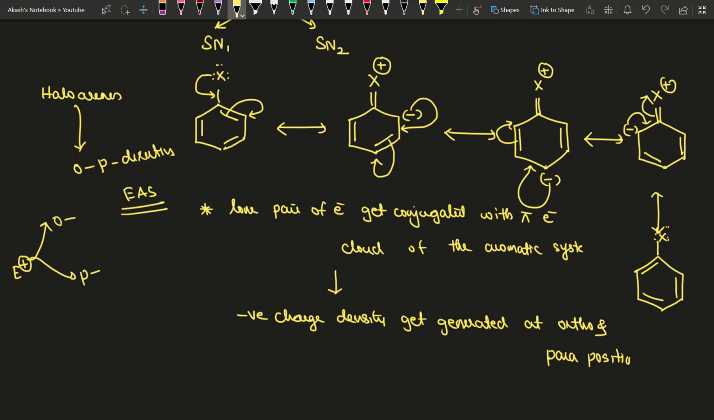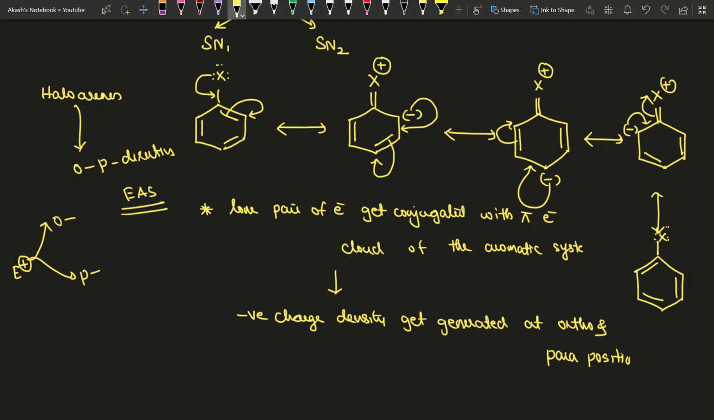Then, in the case of haloarenes, due to resonance, the lone pair of electrons present in the halogen can undergo conjugation with the pi electron cloud of the aromatic system. As a result, the negative charge density will be enhanced at the ortho and para position. Since negative charge density gets enhanced there, an electrophile can easily substitute at the ortho and para position by replacing the hydrogen attached to the carbon. That is why haloarenes undergo electrophilic aromatic substitution reaction. Haloalkanes undergo nucleophilic substitution reaction. I hope the explanation is clear.